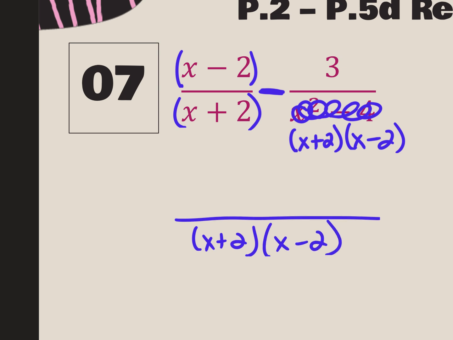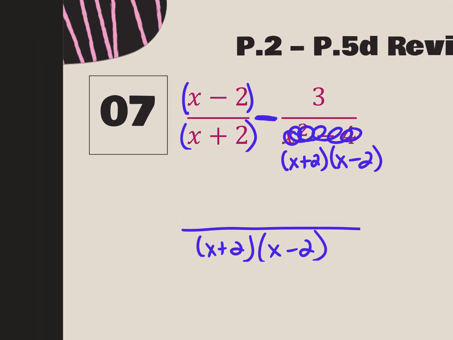Good. So look at each fraction independently. My first fraction has the x plus 2 in the denominator. What's it missing? The x minus 2. So we're going to multiply up here. My second fraction has both of them. So do I need to multiply anything? No. So rewrite your numerator, guys. It's x minus 2 times x minus 2, minus 3. That is a minus 3. It's not times negative 3. So you cannot cancel. You have to simplify the numerator.